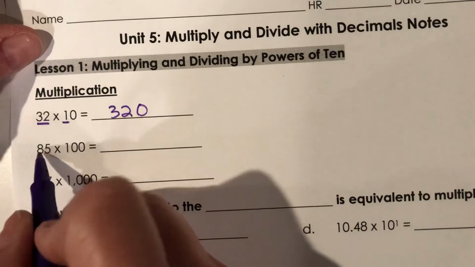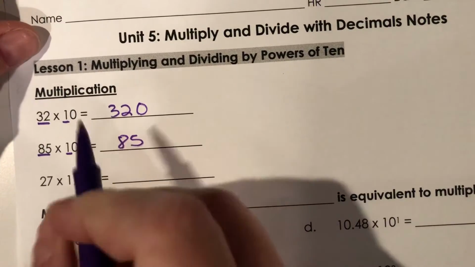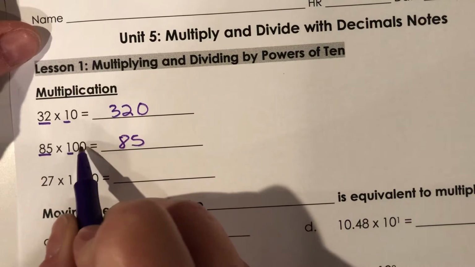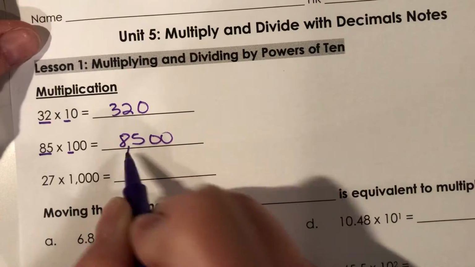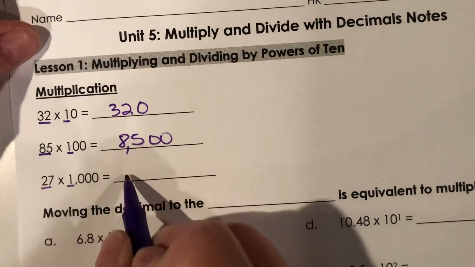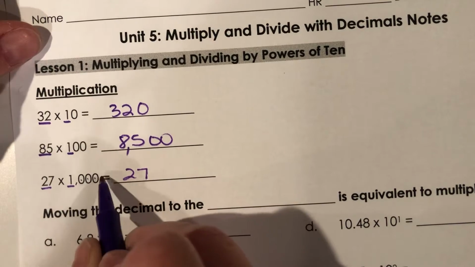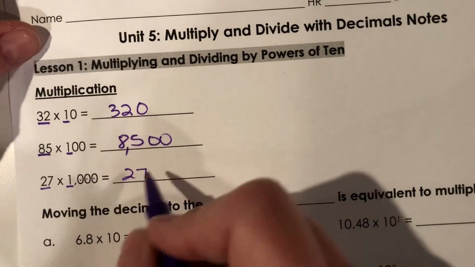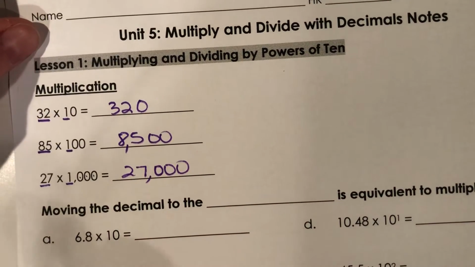Okay, same thing, 85 times 100. 85 times 1 is 85. And then 100 is like having 10 twice, right? 10 times 10 is 100, so 2 zeros, 2 zeros. And 27 times 1,000, I can do 27 times 1. And then this is like having 10 3 times, right? 1,000 is 10 times 10 times 10. So that would mean 3 zeros, right?